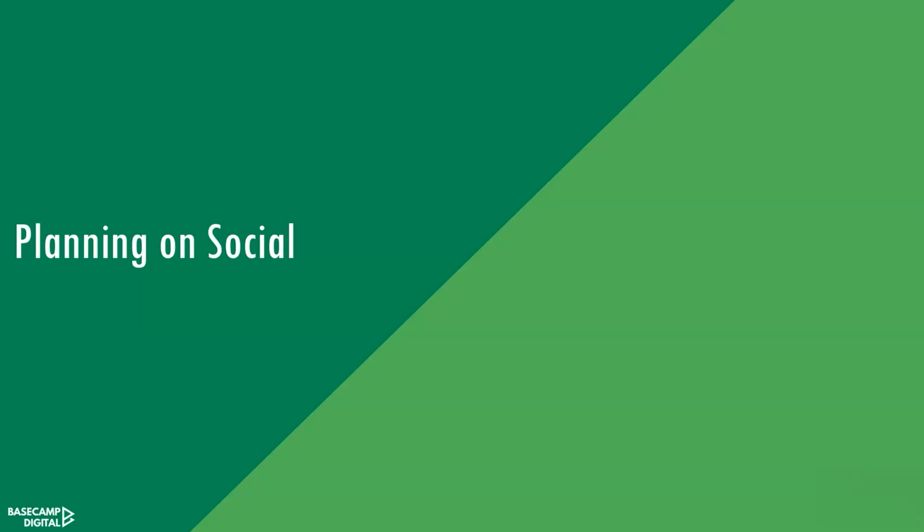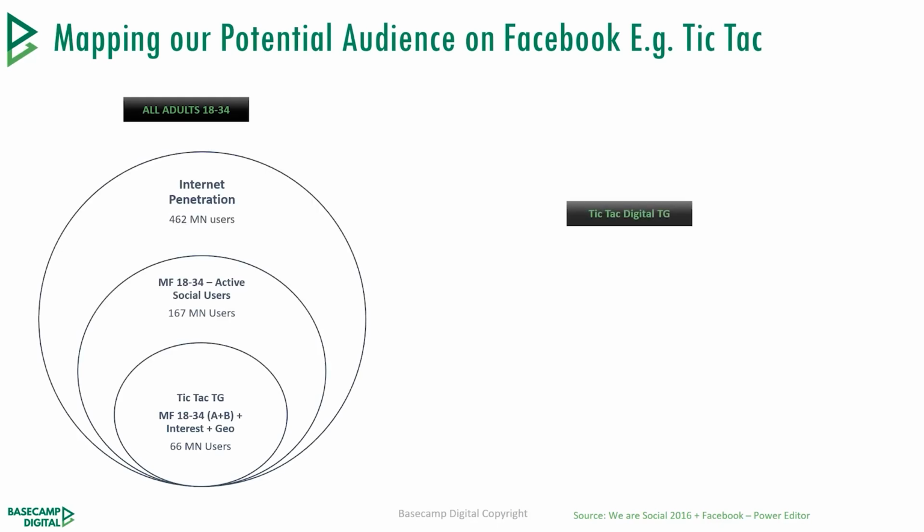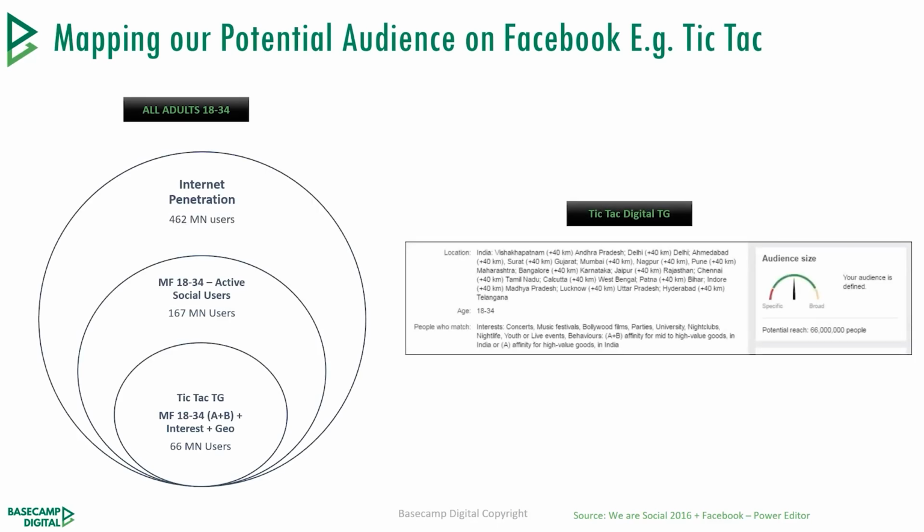Now, once we give them a framework and talk about the overall perspective, the next piece is that I move in detail, platform by platform. Assume this is a youth brand, as we discussed, and now we are suggesting we take social media and plan on social media. So what exactly are we going to do when it comes to social media? Now, mapping our potential audience on Facebook. For example, I've just taken an example here for easy understanding, with Tic Tac as a brand. And here I'm suggesting that we will be taking Facebook.